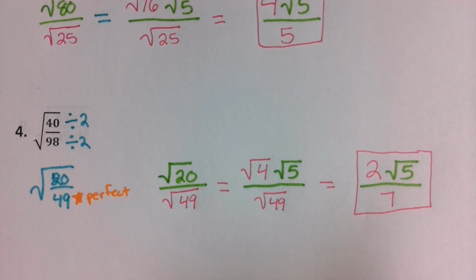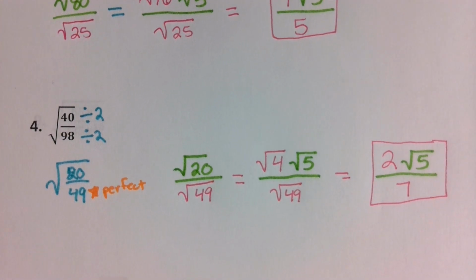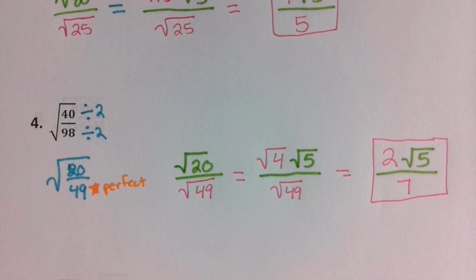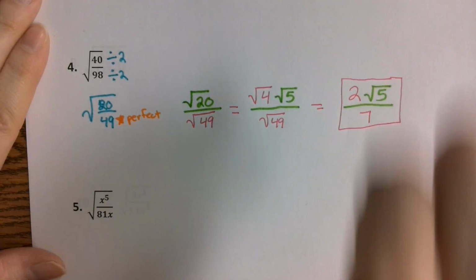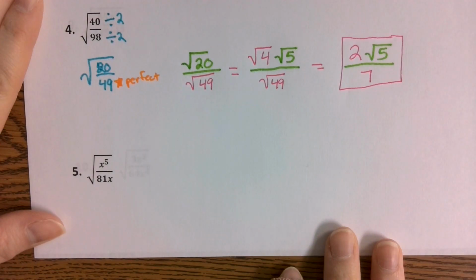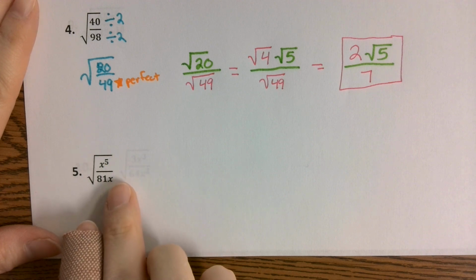Now let's take a look at problem number 5. The reason I didn't want you going to number 5 is because problem 5 has some variables involved. So I wanted to make sure that we did an example of it together before I release you onto your own. So we have square root of x to the 5th over 81x.